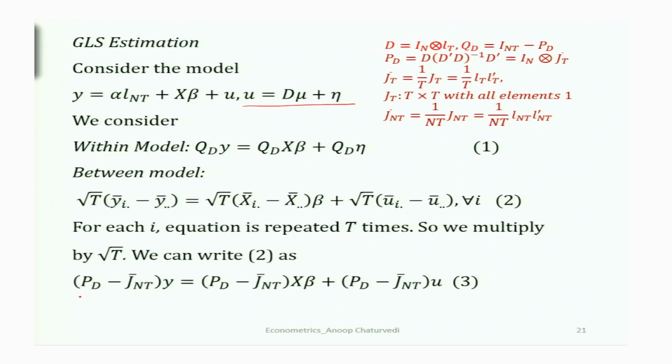So, we get this between model. Means if you multiply y by P_d, then what you get? You get a vector with all these individual specific means, and if you multiply by J bar nT, then you get deviation from the overall mean. So, basically you are getting the deviations of individual specific means from the overall mean. So, this is how you get this model.